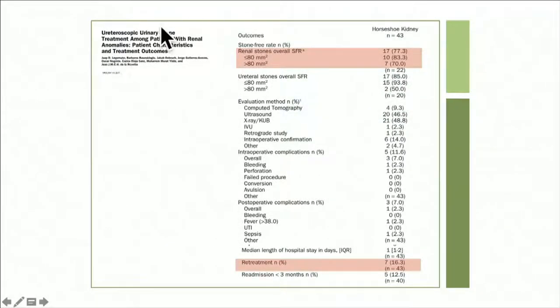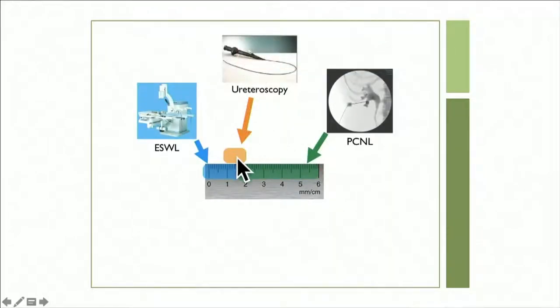This is a meta-analysis from Crowe looking at this. And again, they saw about a 70 to 80% stone-free rate for stones. Again, some of these are pretty small stones. And a retreatment rate of only 16%. So I think that like the situation in normal kidneys, ureteroscopy generally has a higher stone-free rate than shockwave lithotripsy in these patients, although there can be some technical challenges with the horseshoe kidney. So I would include that here.